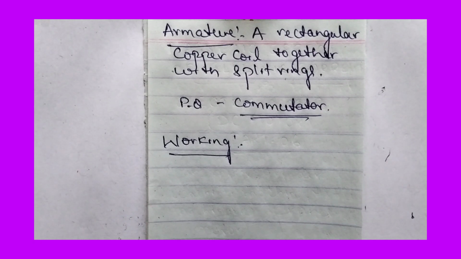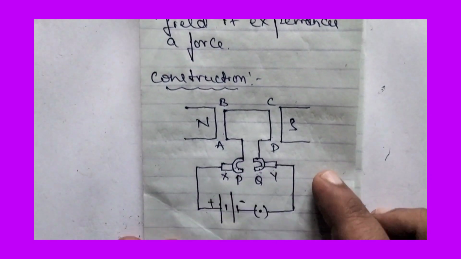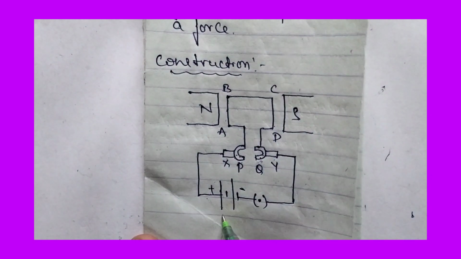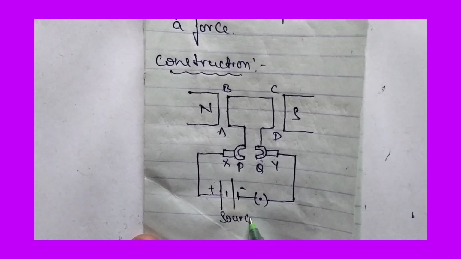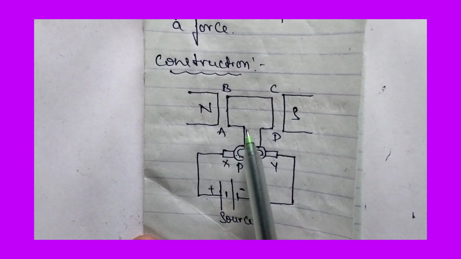Let us see how a DC motor works. In DC motor work, first we are providing electrical energy. This is the source. By using this source we are providing the electrical energy to the motor. Using this electrical energy, the motor converts that electrical energy into mechanical energy. So how it converts, let us see here.